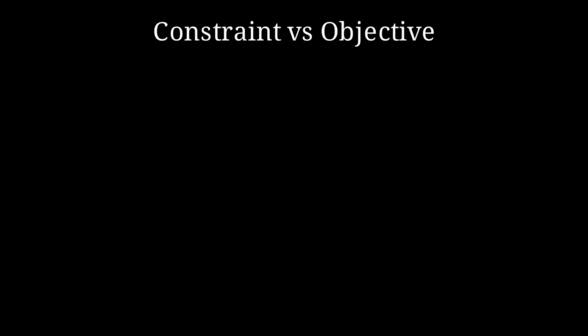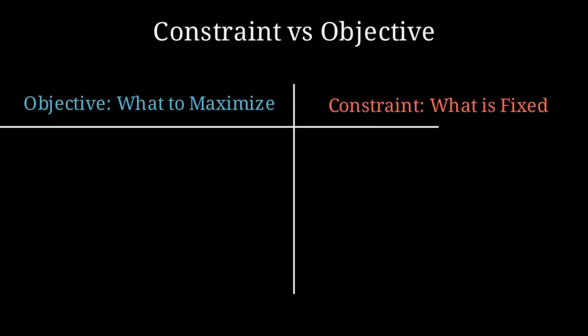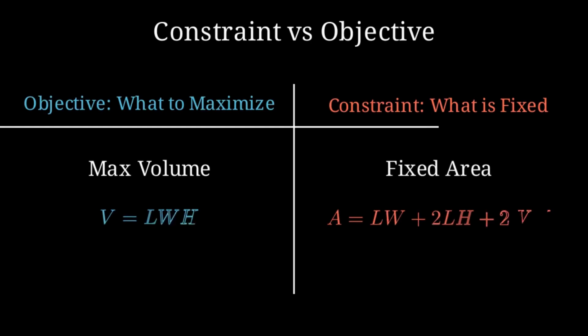A common mistake is confusing the objective function with the constraint. The objective is what you are trying to maximize, in this case, volume. The constraint is the physical limit, like the size of the paper or the amount of metal. Always differentiate the objective, not the constraint.